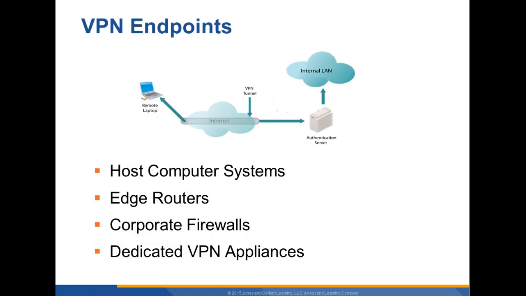VPN endpoints. We have host computer systems and edge routers, corporate firewalls, and dedicated VPN appliances. Endpoints can terminate at a host computer system, edge router, corporate firewall, or dedicated VPN appliance. They provide secure remote access, site-to-site connectivity, for example college campuses, host-to-host networking, and an extranet, for example distributed to a supplier. They operate in two modes of encryption and encapsulation. Tunnel mode protects the entire packet from header to payload, whereas transport mode protects only the packet payload.